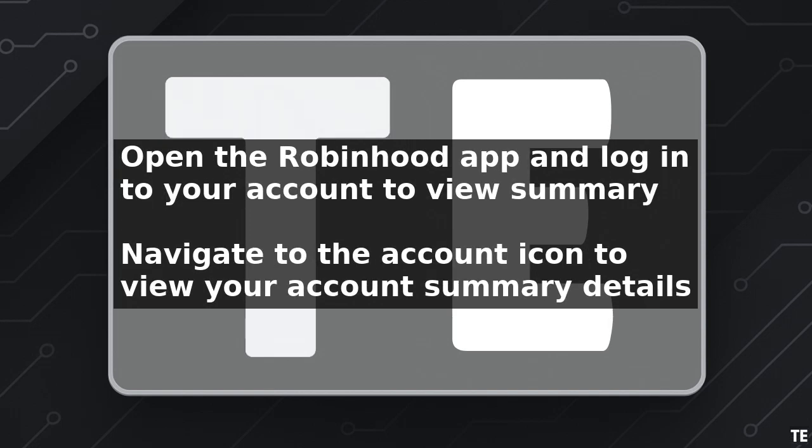In the account summary, you will see your cash balance and your buying power. The cash balance is the amount of money that is immediately available for withdrawal. The buying power, on the other hand, includes the value of any unsettled trades.